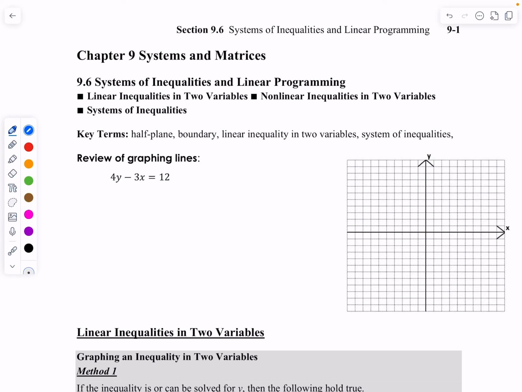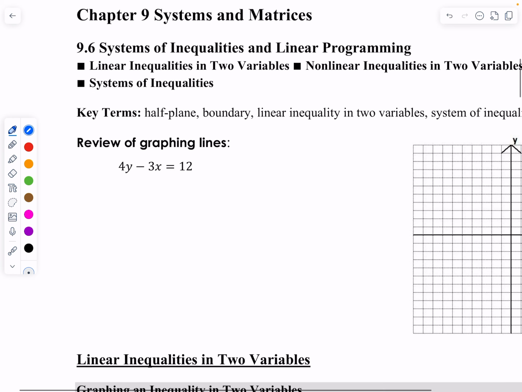So in this section, we are going to solve systems of inequalities. We've done systems of equations. Now we're going to apply the same thing to inequalities. But first, I want to review graphing lines because you may have forgotten. All right, there are two ways to graph lines. We can either solve for y and use y equals mx plus b, or we can do intercepts. So I'll do it both ways, and you can pick whatever you prefer.